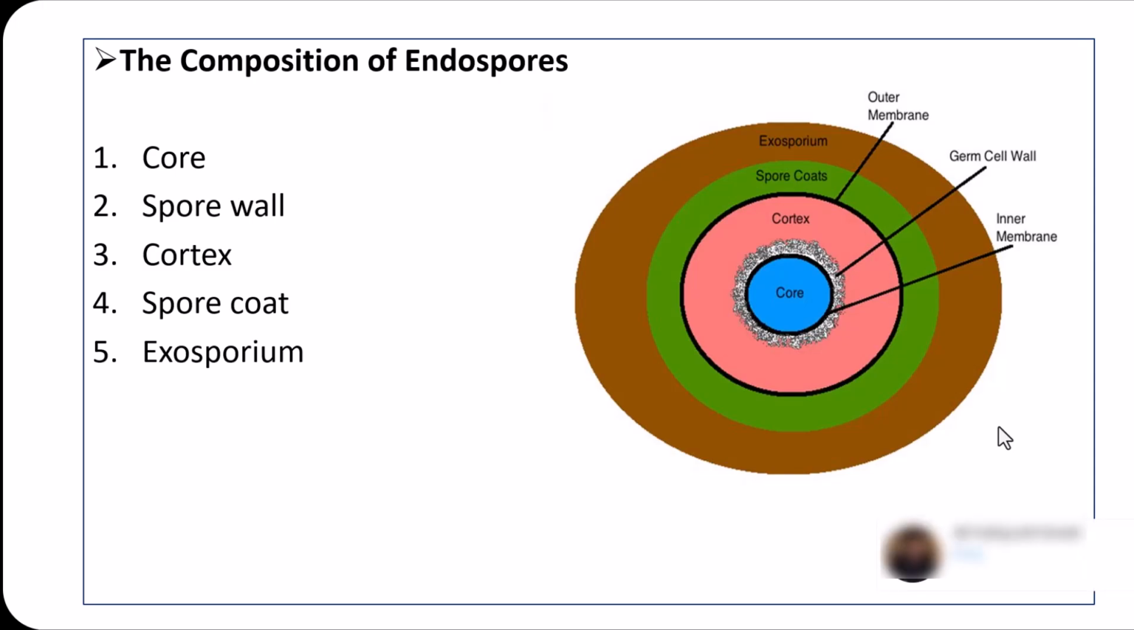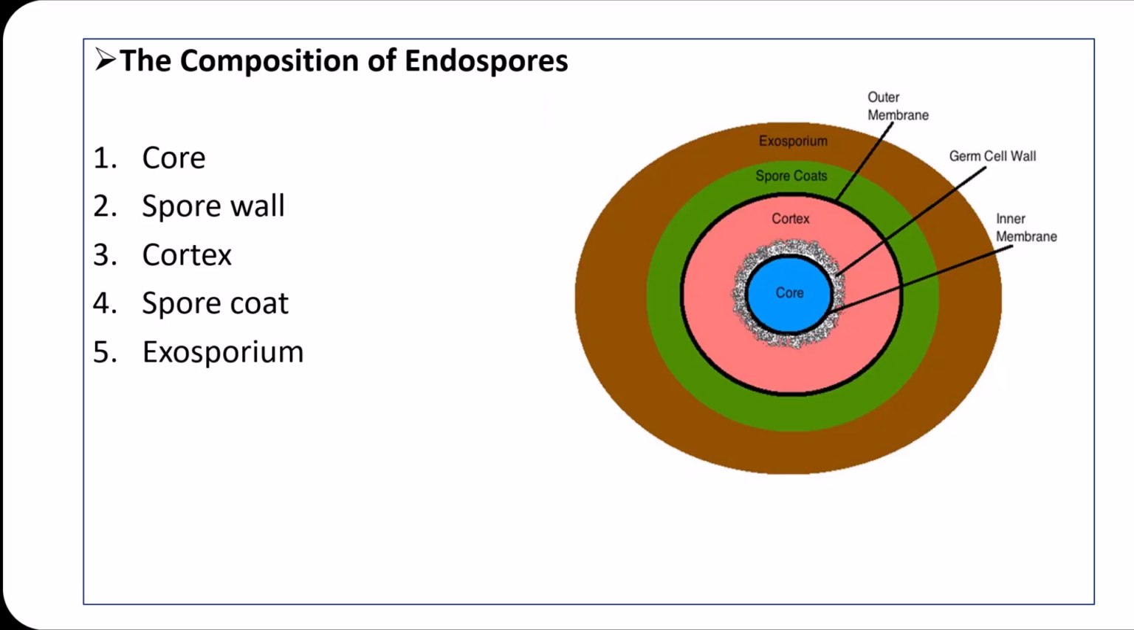The core contains DNA, ribosomes, and essential enzymes that keep it alive but dormant. I explain what the meaning of dormant is. It means metabolically inactive. They cannot reproduce. Surrounding the core is the cortex, a modified cell wall made of peptidoglycan. Unlike the normal bacterial cell wall, the cortex has a special structure that helps dehydrate the core, making it metabolically inactive.